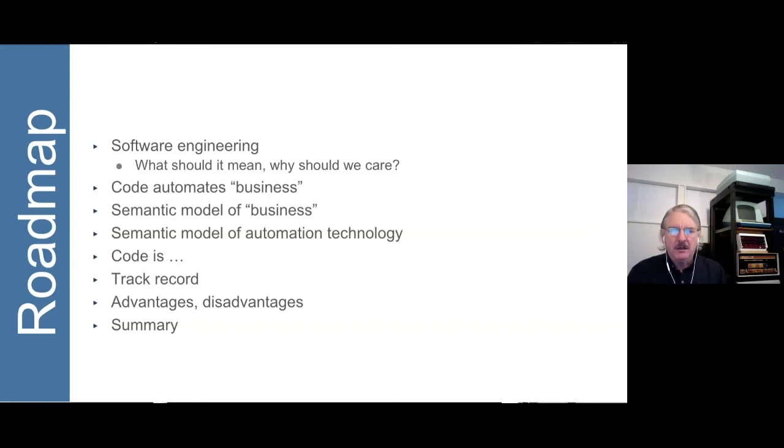And based on this notion of what a semantic model is, in terms of a model of the business to be automated, and then knowing that there are semantics to the automation technology, we are then able to talk about what code really is. So when a programmer writes a line of code, what is the meaning? What is the philosophy of lines of code? And we'll talk about that.